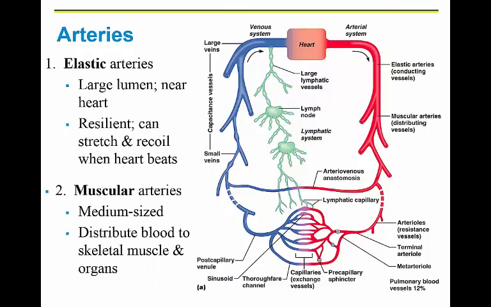This just basically reestablishes what I was talking about, the elastic arteries. It's going to have a large lumen near the heart. All this, again, is designed to basically reduce any of the pressure that's being exerted on the walls themselves when the heart contracts.